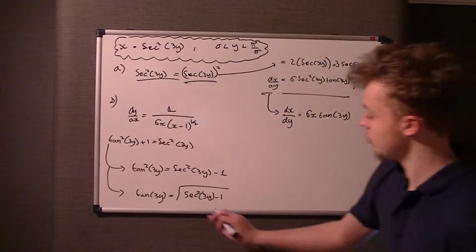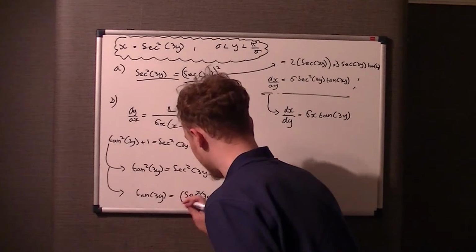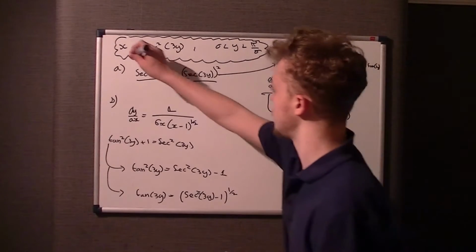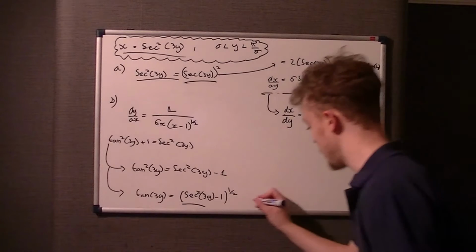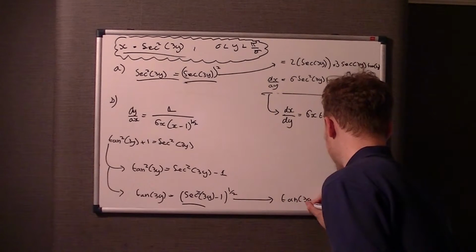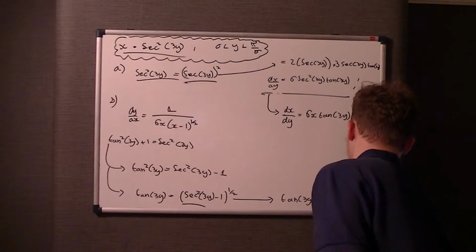And obviously that is all the same as writing sec squared 3y take 1 all to the power of a half. Okay, and we know that x is equal to sec squared 3y, which is what we've got over here. So we just do therefore tan of 3y is equal to brackets x take 1 all to the power of a half.